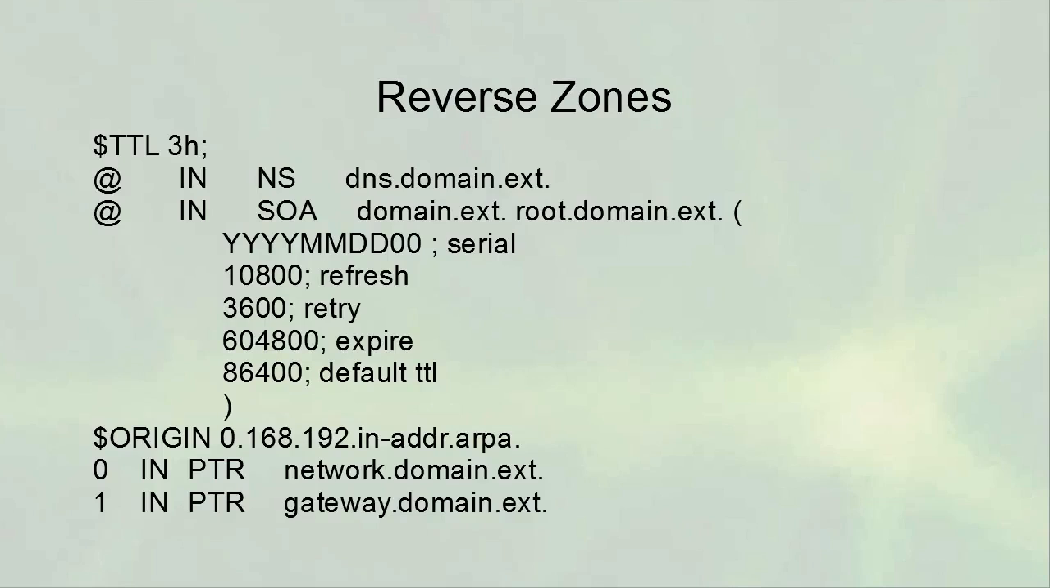You also have reverse zones. The top part of the reverse zone looks the same. You can see it jumps down to this origin thing, so origin to specify individual pieces. This is doing the 192.168.0 range. And you can see the 192.168.0.0 is that second to the bottom line, where it is a 0 in PTR for pointer, network.domain.ext dot. So it's telling you what the name of that IP address is when you do a reverse lookup. And you can see the .1 as well.